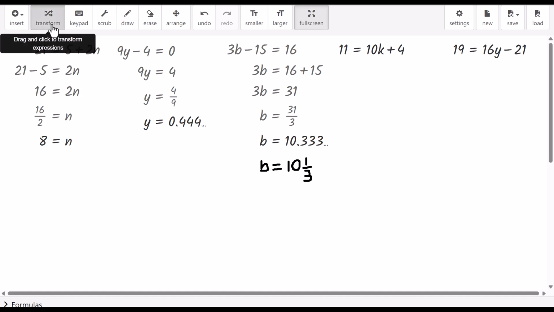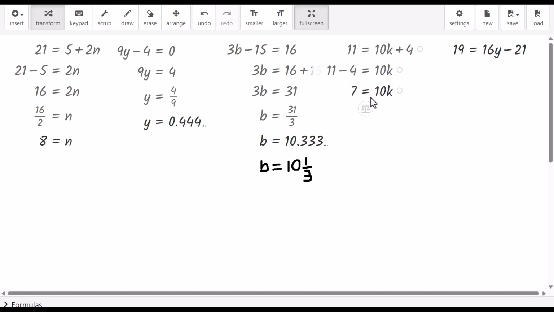So let's move on. 10k cannot be added to 4. That means 4 needs to go to this side to 11. It will now become minus 4. Positive 4 becomes minus 4 here. Then what next now? Subtract 11 minus 4. It gives you 7. Then divide by 10. 10 should go to this side so that k will stand alone. This is your answer. Your answer is 7 over 10.